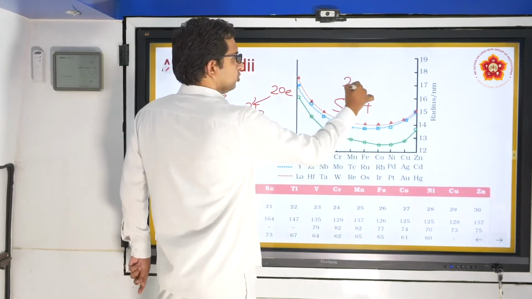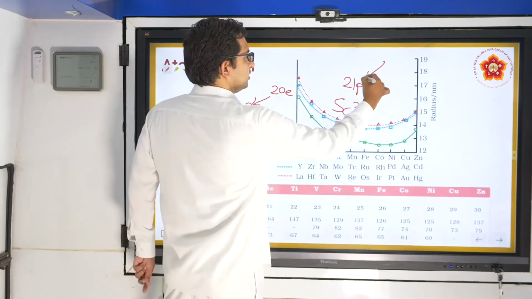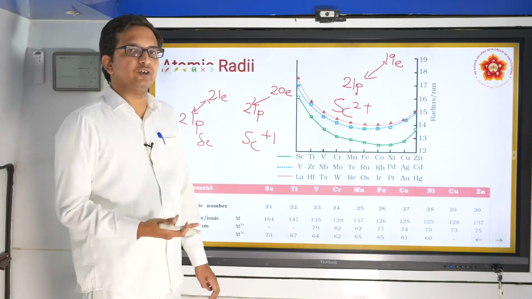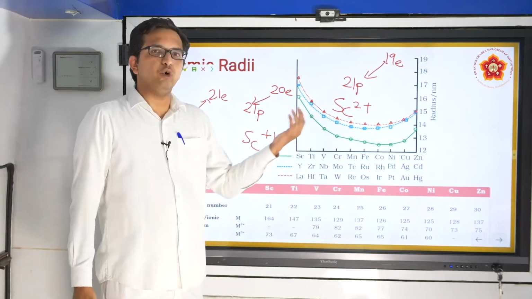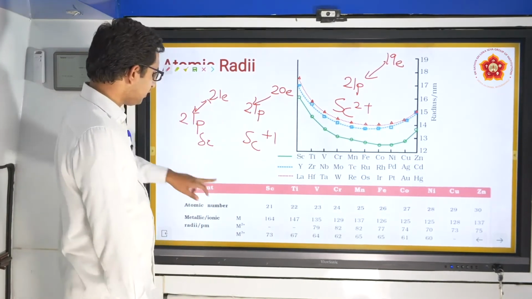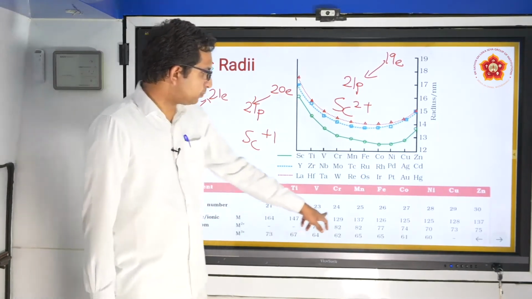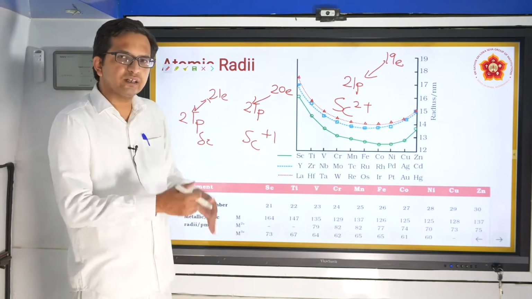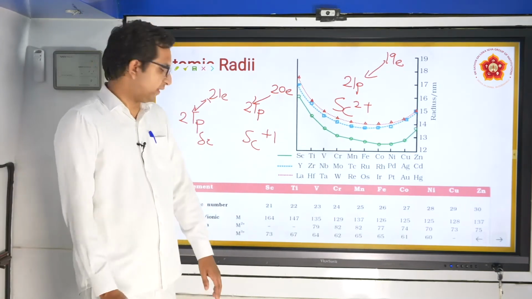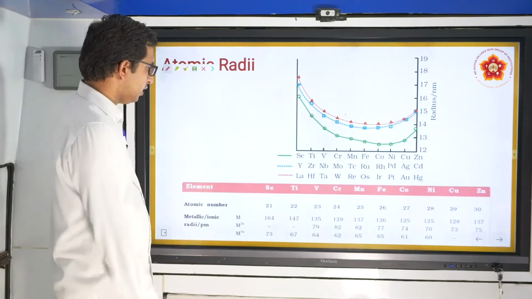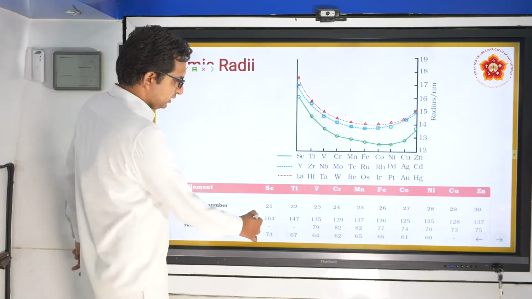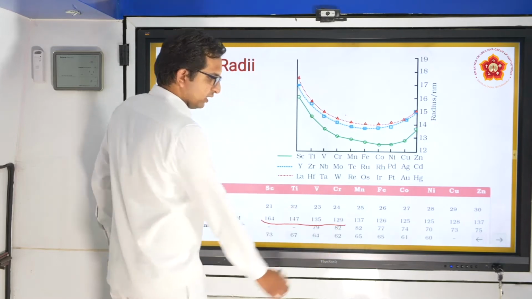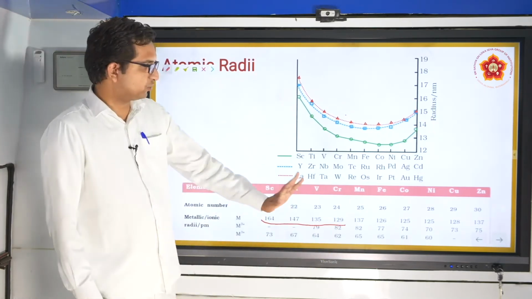If it is plus 2, it will be 21 protons and 19 electrons. So as you go on removing electrons, the attraction will be more and more. So we see in the first place that M has maximum atomic radius, M plus 2 has a little less than that, M plus 3 has a little less than that. Why this is so is because as you go on, you can see a decrease: 164, 147, 135, 129. A slow decrease has been seen.